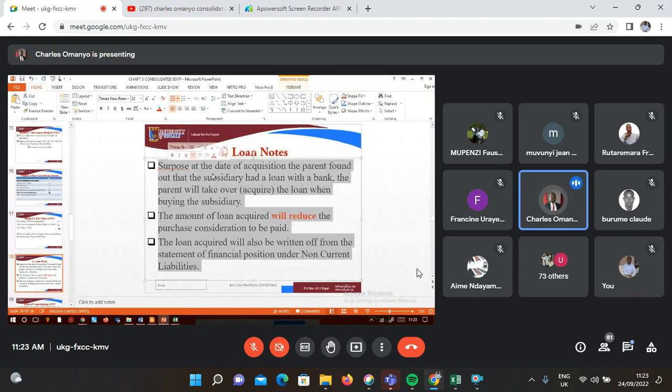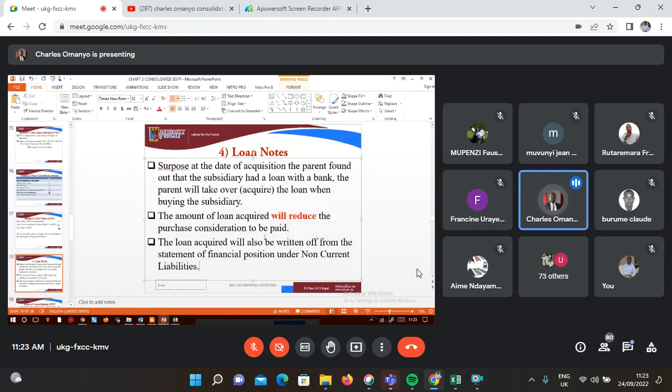Now let's read what we have here. Suppose at the date of acquisition, the parent found out that the subsidiary had a loan with a bank. The parent will take over, in other words, acquire the loan when buying the subsidiary. The amount of the loan acquired will reduce the purchase consideration to be paid.